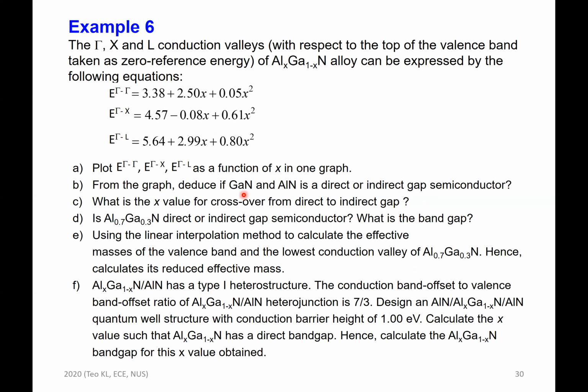So from the graph, deduce if gallium nitride and aluminum nitride are direct or indirect gap semiconductors. So we already said gallium nitride is direct and aluminum nitride is indirect band gap. What is the X value for the crossover from direct to indirect? We have already seen it is at x goes to 0.52. Is aluminum gallium nitride direct or indirect? What is the band gap? So aluminum is 0.7. So x equals 0.7.